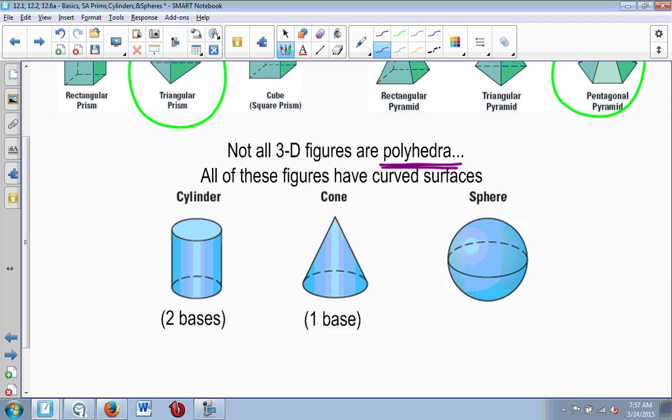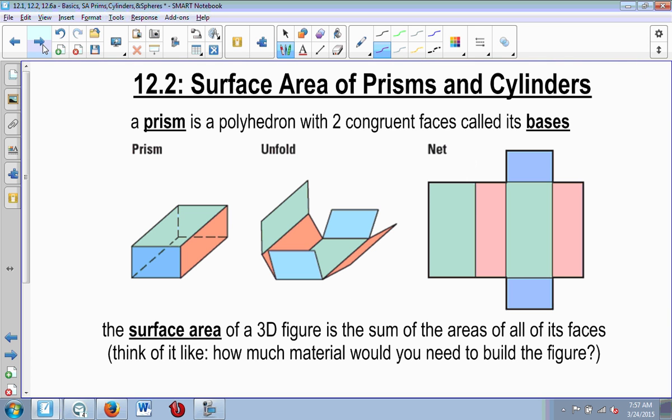A prism is a two-based figure. A pyramid is a one-based figure. What we're going to talk about today is how to find the surface area of a prism and a cylinder. In middle school, you learned a way to do this, and I call it the elementary way, the baby way.